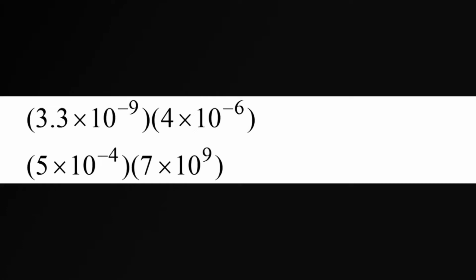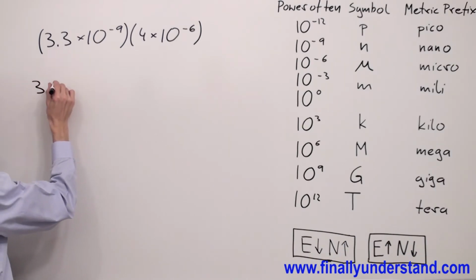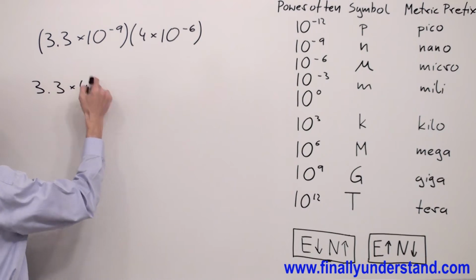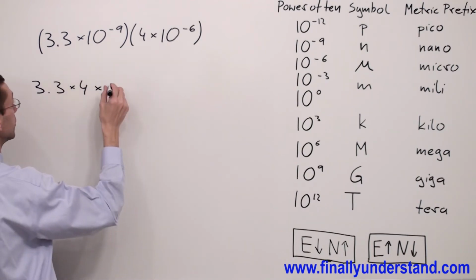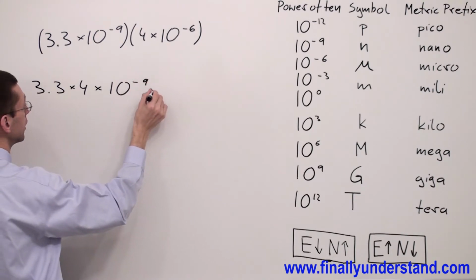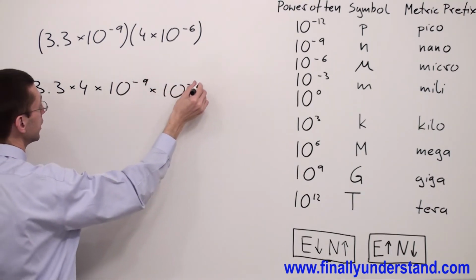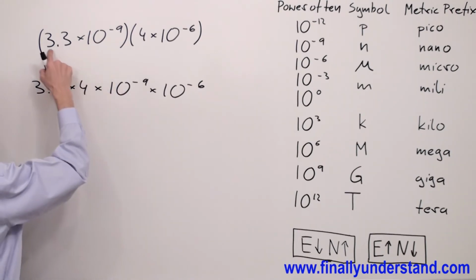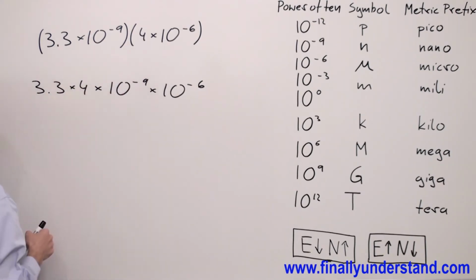Let's take a look at the first example. We have to multiply 3.3 by 4 and multiply 2 powers of 10 by themselves too. So I have 10 to negative 9 times 10 to negative 6. Okay, I can write this form because I have multiplication everywhere over here.